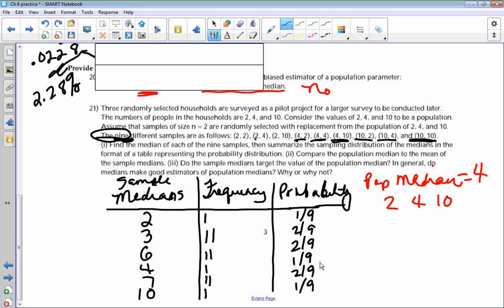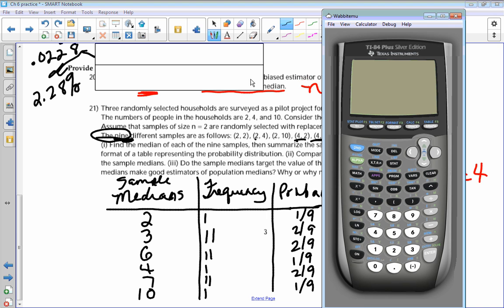So once we've gotten our chart ready and we've gotten everything done, we can go to our calculator and we're going to input this data into our lists. We've done that before, so let's go to list. We're going to edit our list. So in L1, I'm going to put my medians from each sample. So we have 2, we have 3, we have 6, 4, 7, and 10.